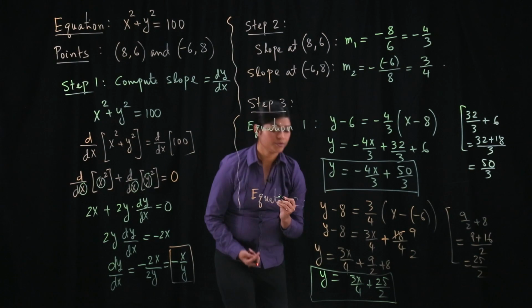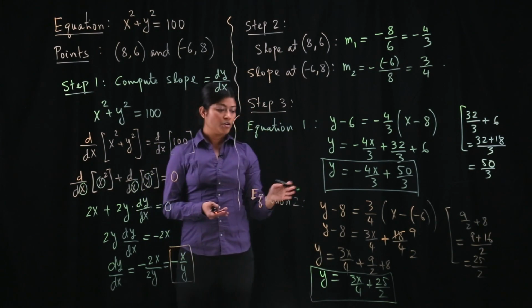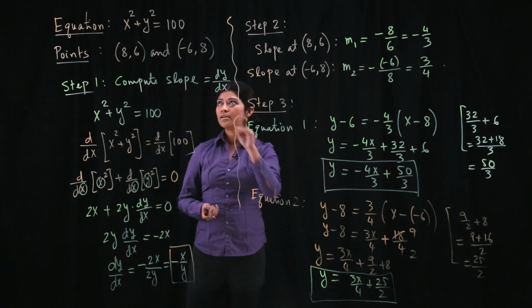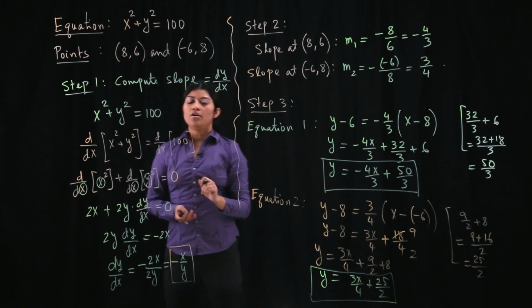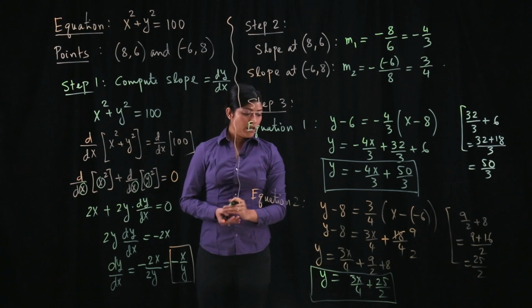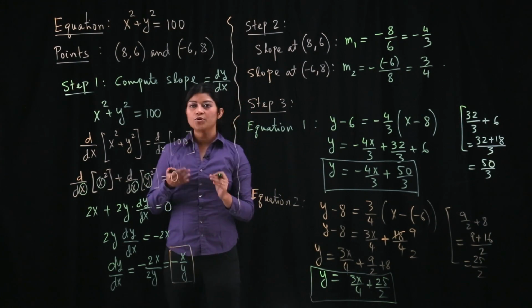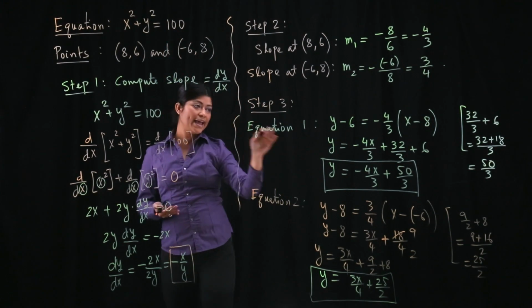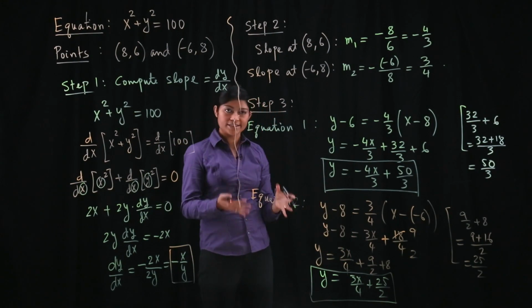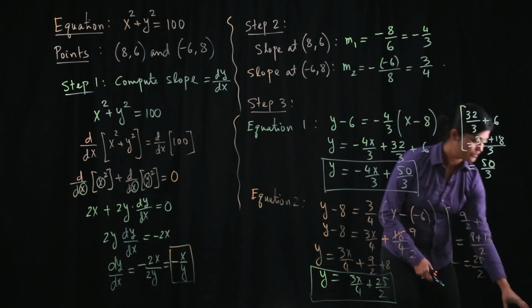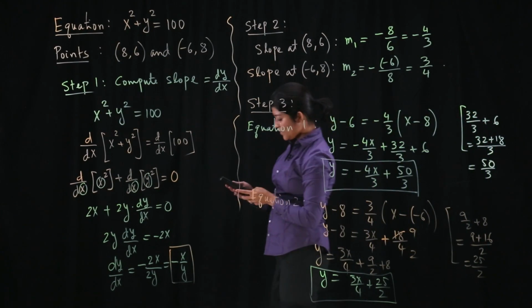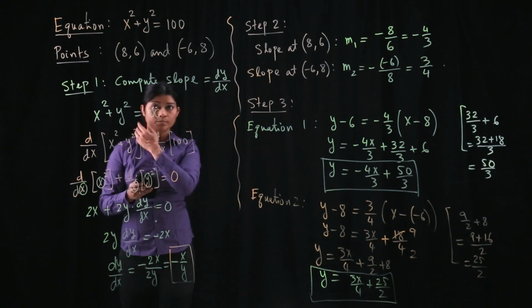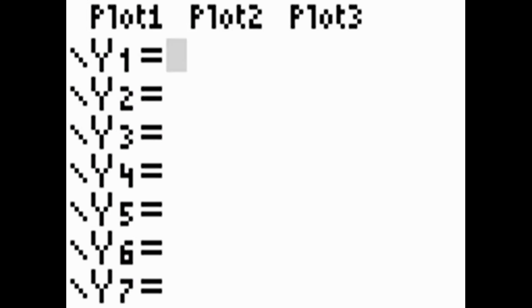All right, so we have the equations of two different tangent lines passing through these two points on the graph of this circle. Now, finally, we have to graph the circle and the two tangent lines in the same window in a graphing utility. So pick any graphing utility that you have, and let's plot these.